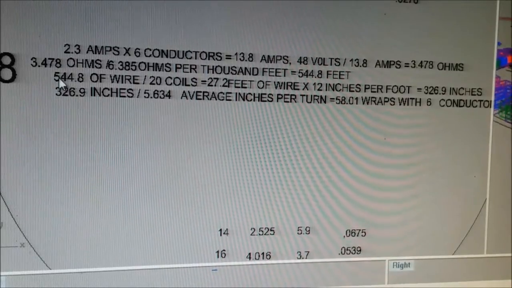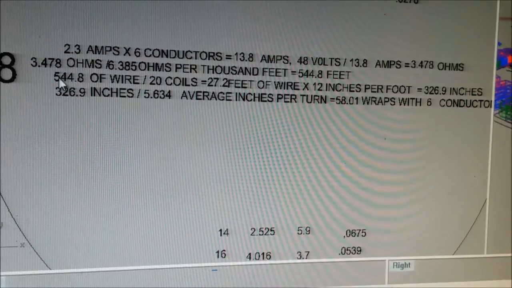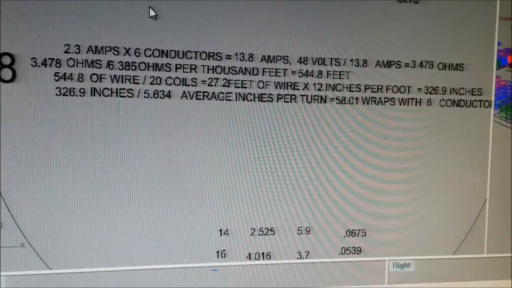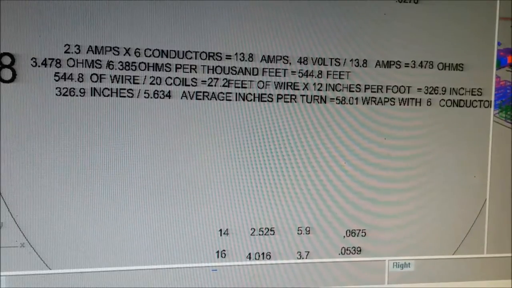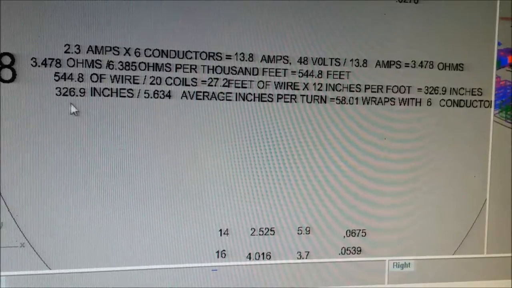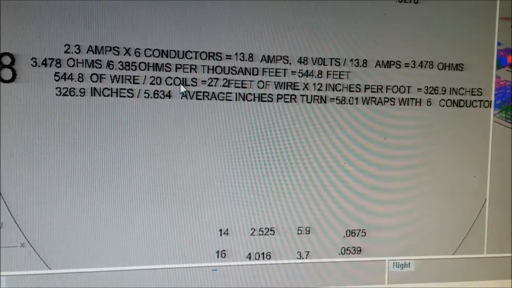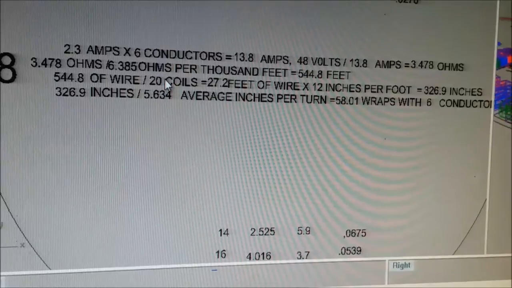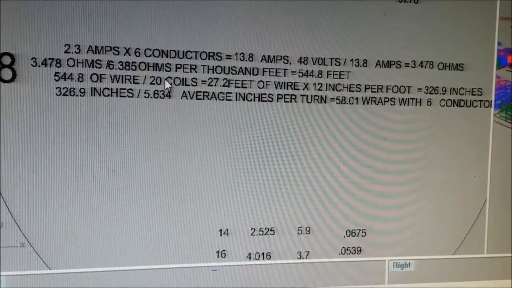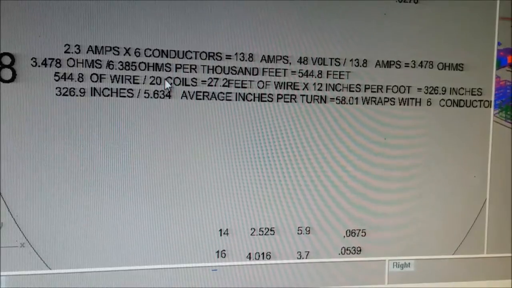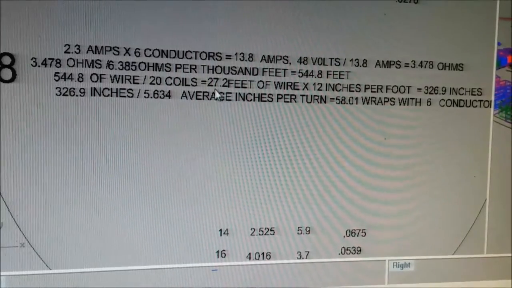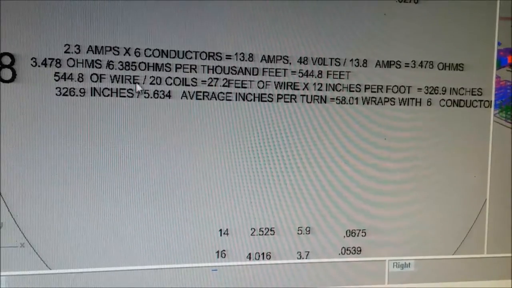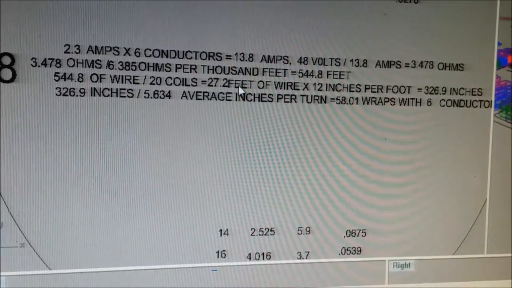Now, because this is three phase, I've got 10 coils to the phase. It goes in on one set of coils, and then it comes back out of the motor on a different set of coils, out of another phase. So that's 10 coils plus 10 coils, that's 20 coils. So the feet of wire is divided over 20 coils, equally spaced. You know, equal amounts of wire on all 20 coils. So now this ungainly number of feet has come down to 27.2 feet of wire. Okay, 544.8 divided by 20 is 27.2 feet.